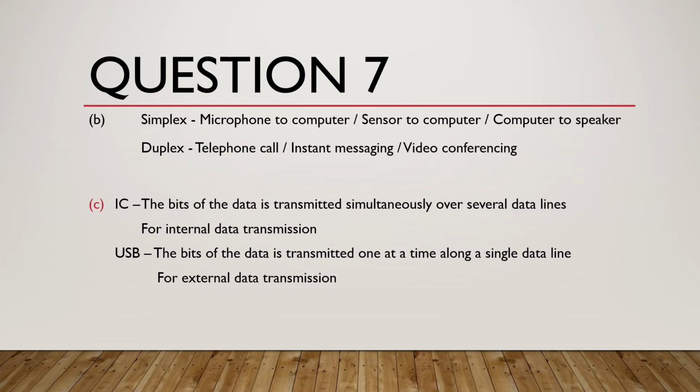So we could say that for IC, we make use of parallel transmission. For USB, we make use of serial transmission. The purpose of IC is for internal data transmission, and the purpose of USB is for external data transmission.